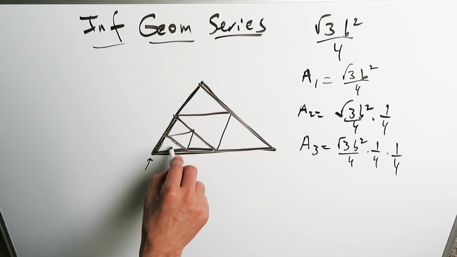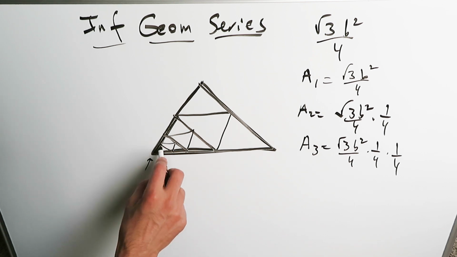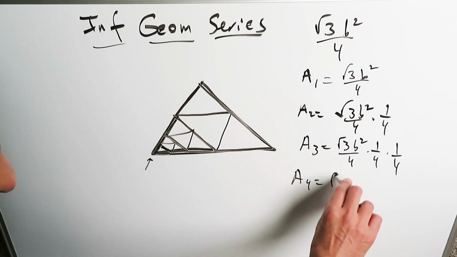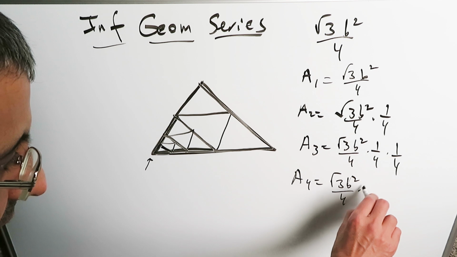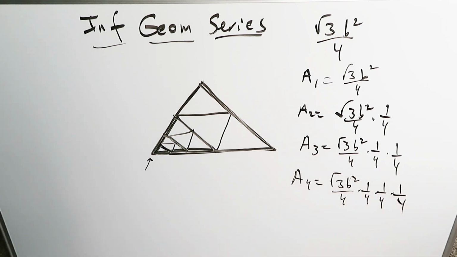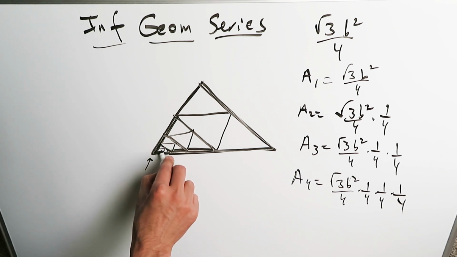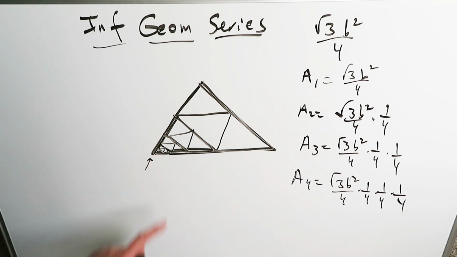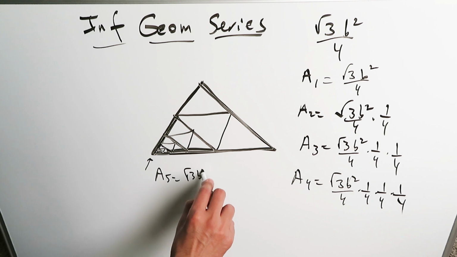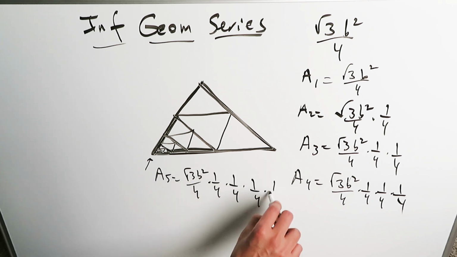Now we'll do another midpoint development here, and then another cut, and we look again at this triangle right here. That is my 4th round triangle, and it'll be root 3 B squared over 4 times 1 over 4 times 1 over 4 times 1 over 4. That's what the pattern is. Now I have another round over here, and then we cut it. That final amount, my 5th round, will be root 3 B squared over 4 times 1 over 4 four times.